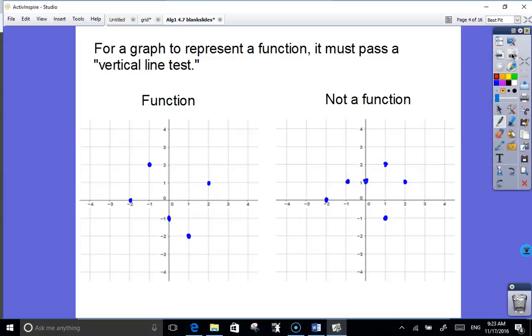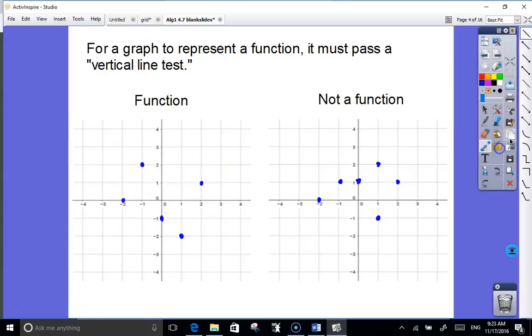And then the one on the left, you could see every one of those points is on a different vertical line. So there's no way you draw one vertical line and intersect two. But look at the one on the right. In fact, if I drew a vertical line here, it would intersect two places. That's why it's not a function. Okay, so that's called the vertical line test.